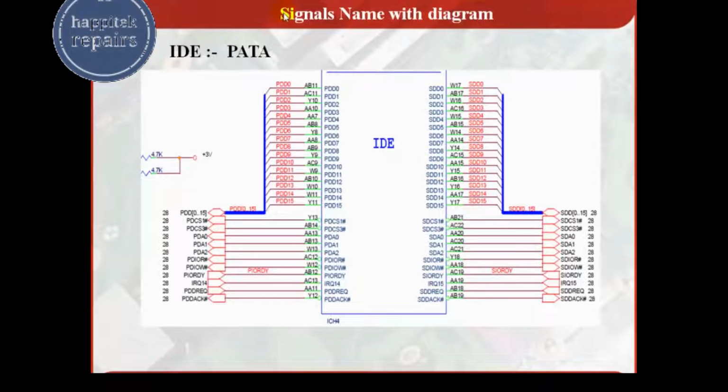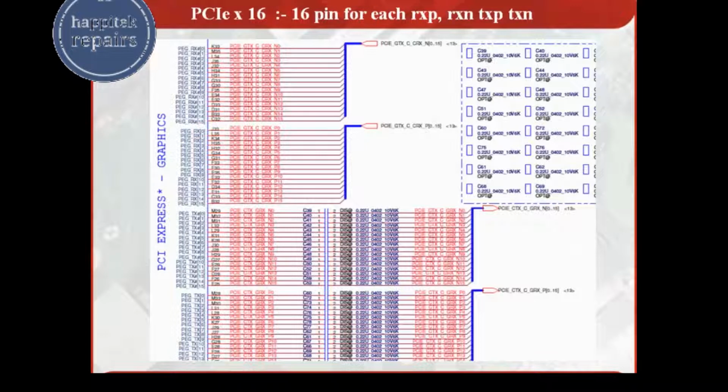See, these are the connection types. You can see IDE PATA. IDE PATA will have this type of legs. We will show on the schematic also, but first we will show here only. IDE PATA. Next, PCI X16 connection.